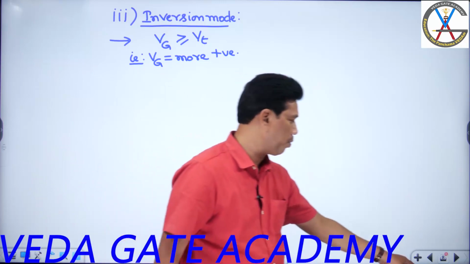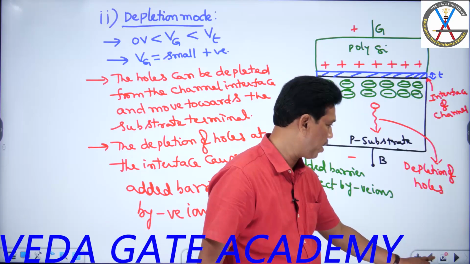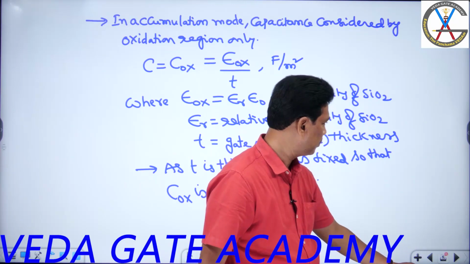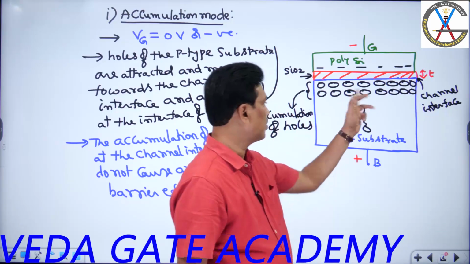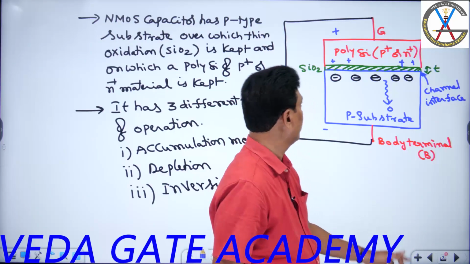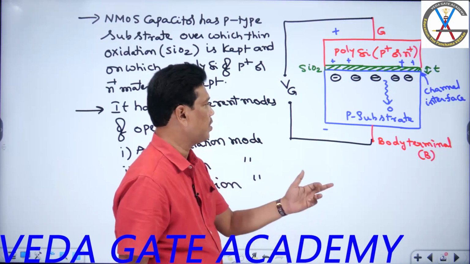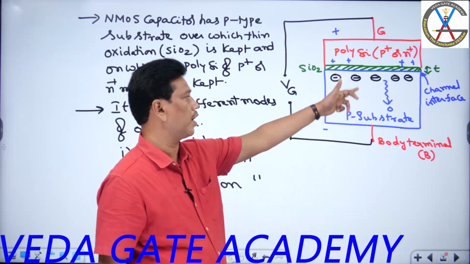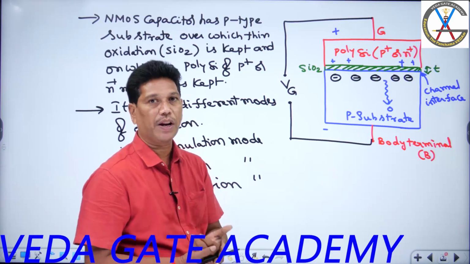What is that? I can show that to you, students. First diagram I can go. So this is that one, okay. Sorry. So I come back to the original figure, students. This is the depletion mode. Carriers are depleted, you can call. Now I go to inversion mode.